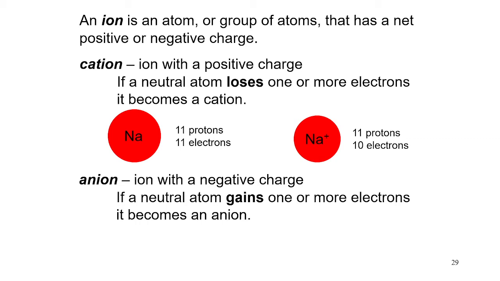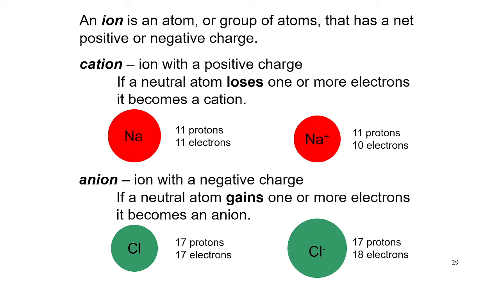So, an anion is an ion with a negative charge. So, if a neutral atom gains one or more electrons, it becomes an anion. Say we have here an example. We have here chlorine. At neutral state, chlorine has 17 protons and 17 electrons. So, if we are to add more electrons, it will become Cl minus, or a chloride ion. So we have here 17 protons and 18 electrons.